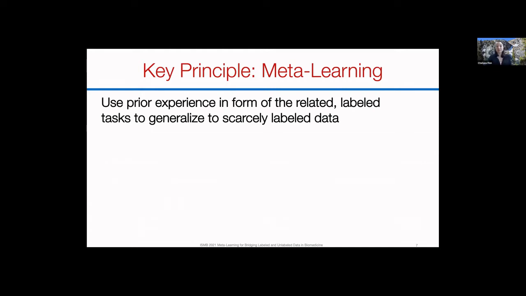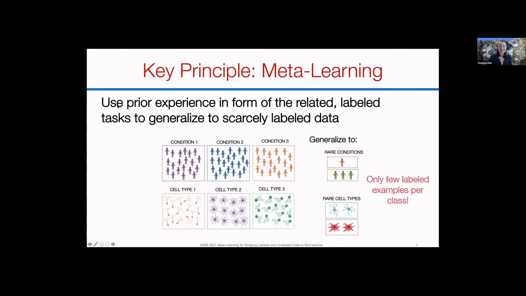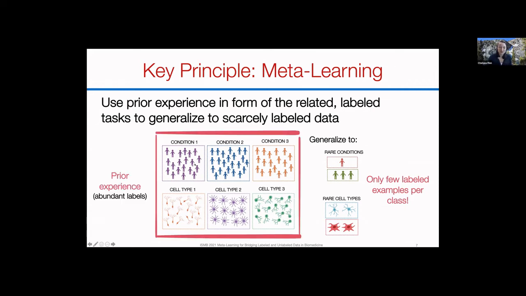So for example, say we want to generalize to rare conditions or rare cell types, and we want to be able to learn predictors from only a few examples of those conditions or cell types. What we might try to do is take data from other conditions and other cell types that are much more common, learn how to recognize those conditions and cell types, and use that previous experience when trying to identify more rare conditions and cell types where you don't have a lot of data. This is your previous experience when you have abundant labels, and the rare conditions are the few-shot learning problem.